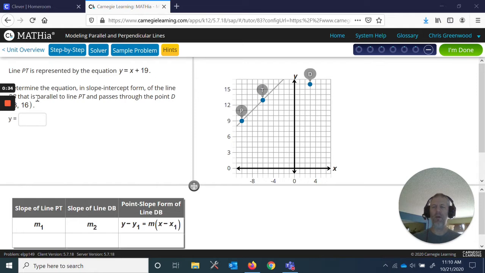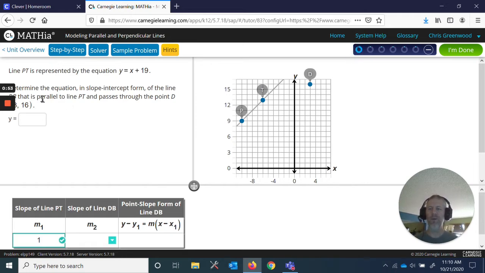In the last video we talked about perpendicular. This one we want parallel, okay? So that means my slope has to be the same. And that's another way this will look slightly different. So my slope of line PT, we said that's 1x or 1 over 1, which it'll simplify for me.